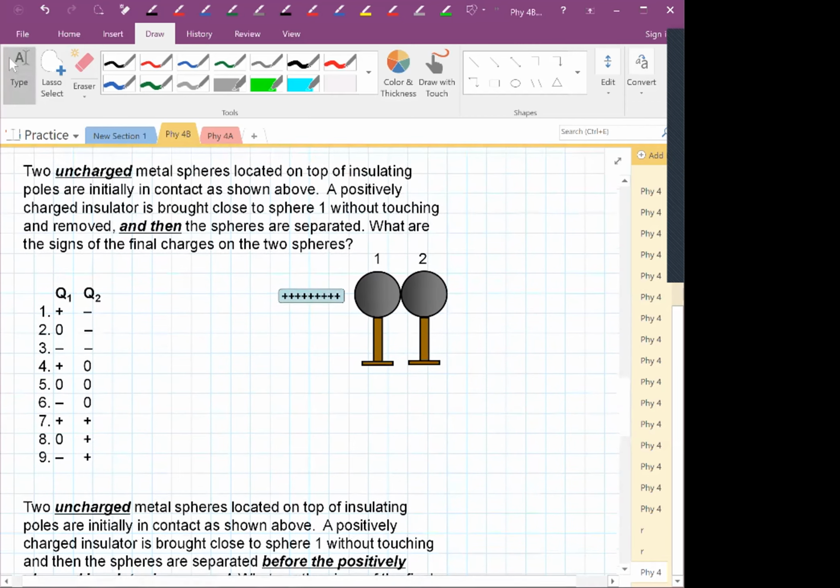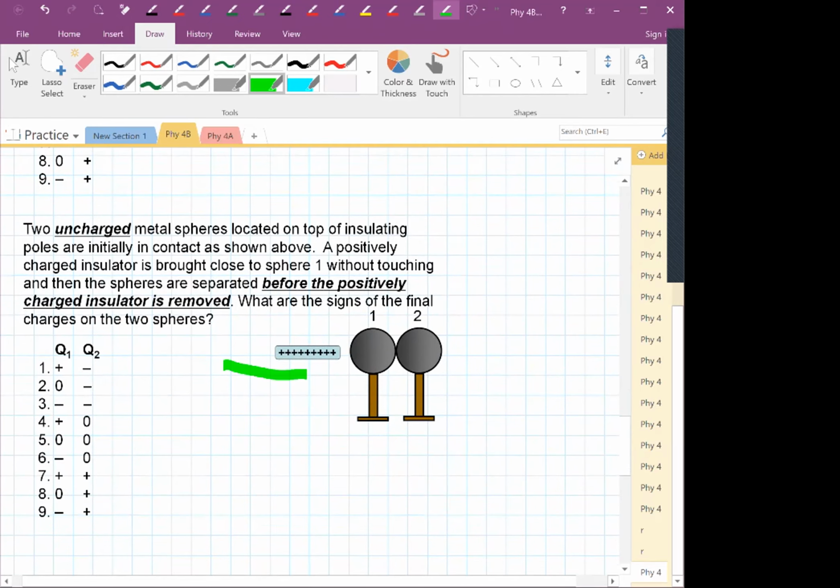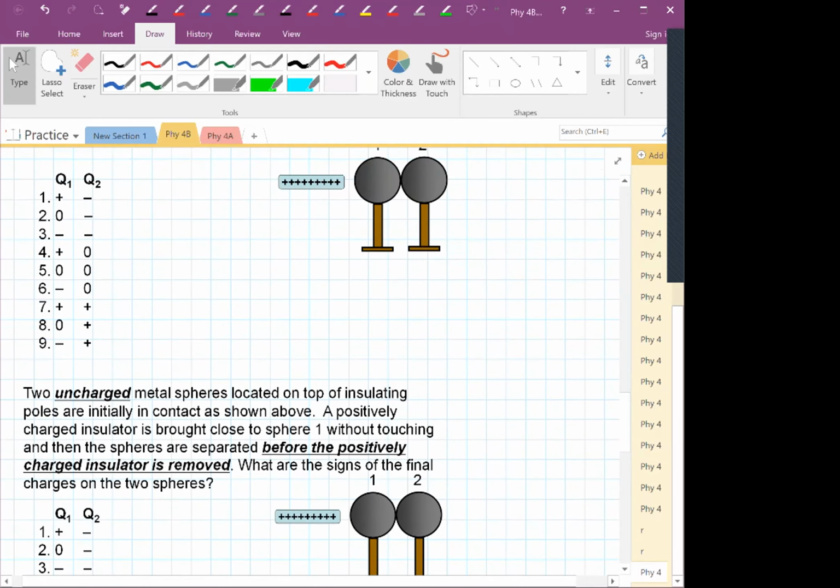So in the first case, the charged rod comes in, and then it goes out, and then we separate these afterwards. And in this case, the charged rod comes in, then we separate these while the charged rod is still there. Then we get rid of the charged rod at the end. So think about that for a second.